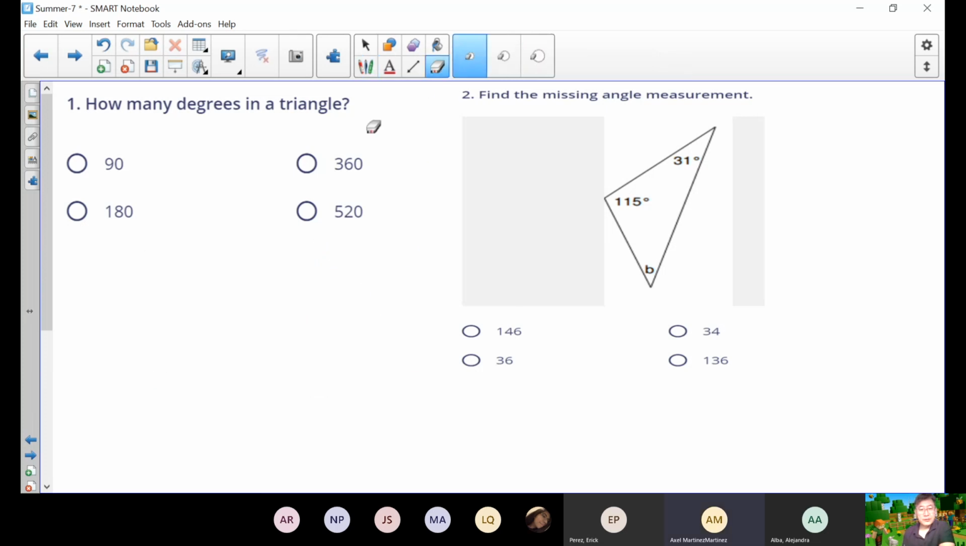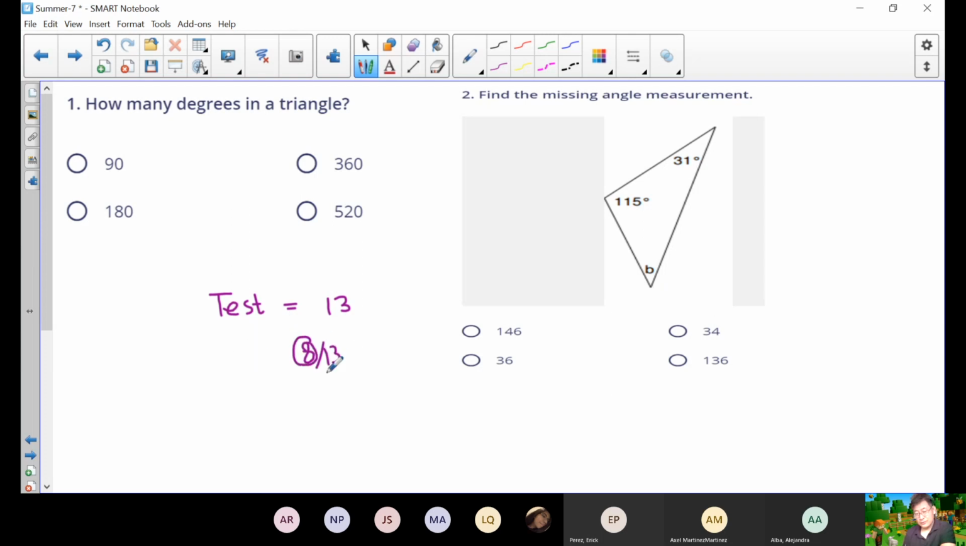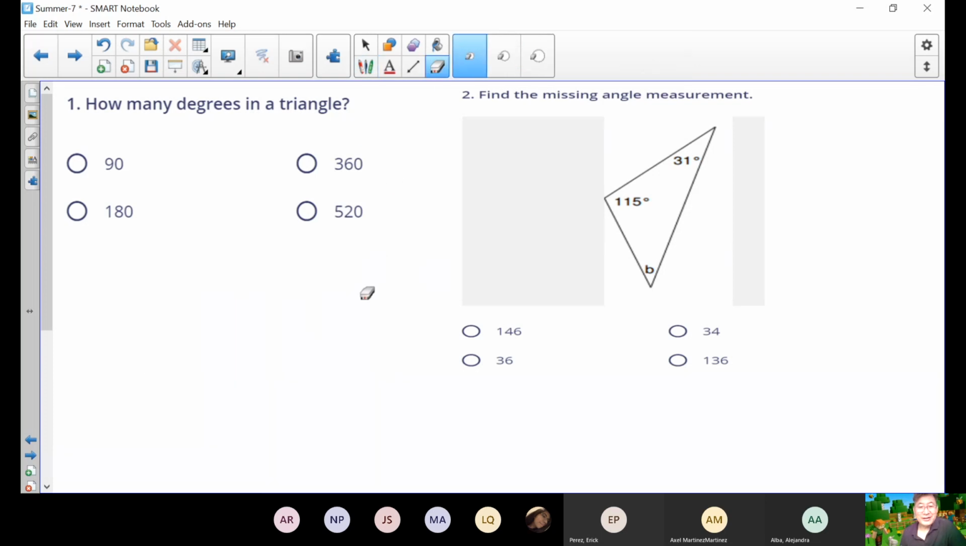So the total test is 13 questions. I'm gonna cover right now 8 out of 13. 8 questions. So what does this ratio give you? 8 out of 13 is 62. You should make better than 62% on the test, right? Okay, I'm gonna go over it right now.